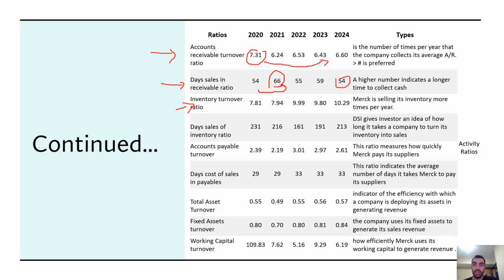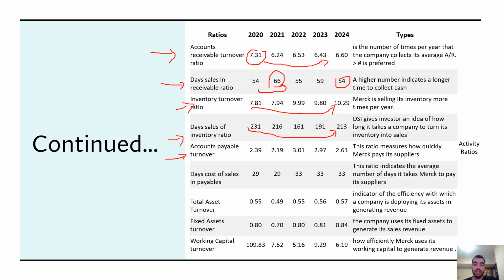It was rising from 2020 to 2024, indicating enhanced inventory efficiency. Now we see the days sales of inventory ratio, which was decreasing from 231 days to 213 days, aligning with faster inventory turnover.